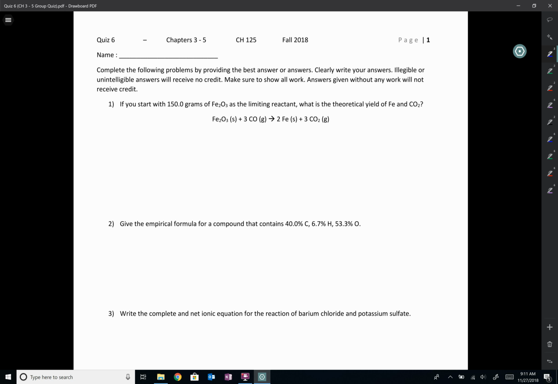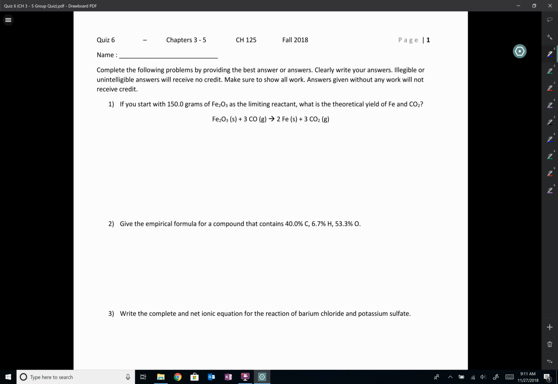Okay, we're going to look at quiz 6 from the fall 2018 semester for Gen Chem 1, and this is covering chapters 3 through 5, or I should say the tail end of chapters 3 through 5. So we're looking at stoichiometry and oxidation states and aqueous reactions and a couple of other topics that are in there. So let's take a look at question 1.